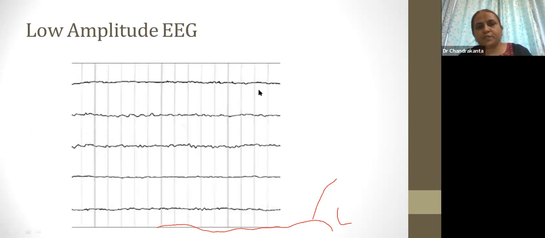So what is low amplitude EEG? So in normal EEG, you see the waves coming. In this EEG, you hardly see any waves. It is looking like a straight line. So low amplitude EEG, when the voltage is less than 20 microvolt, we call it as low voltage EEG. And this can be seen like in cases of severe birth asphyxia and indicates a poor prognosis.